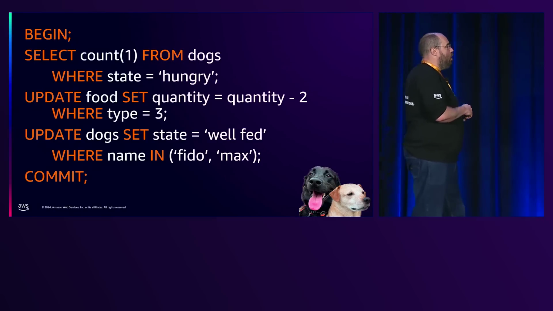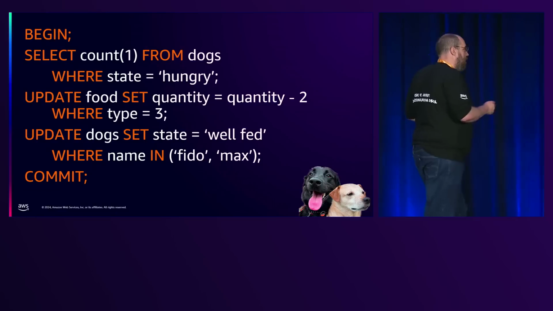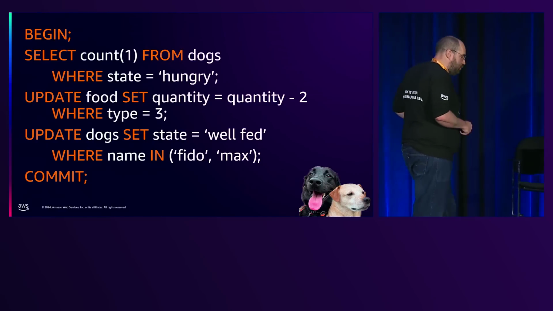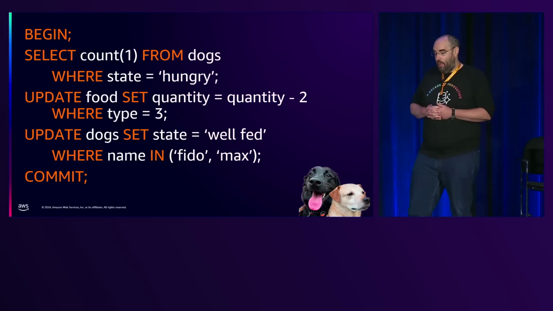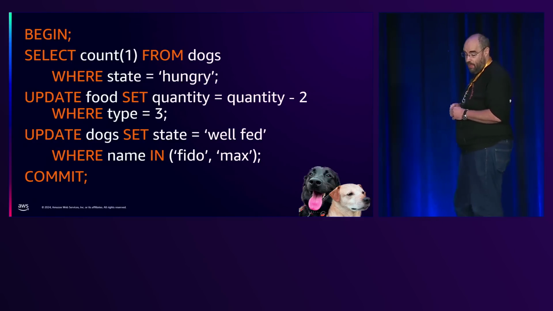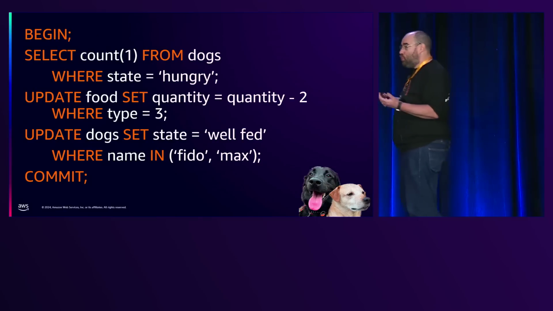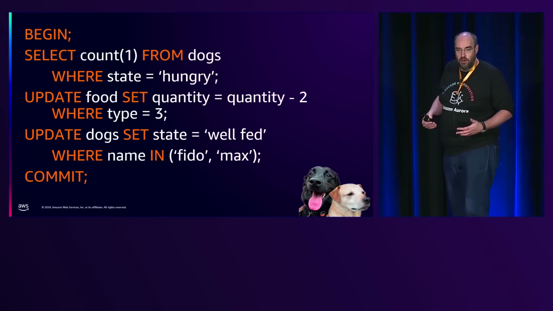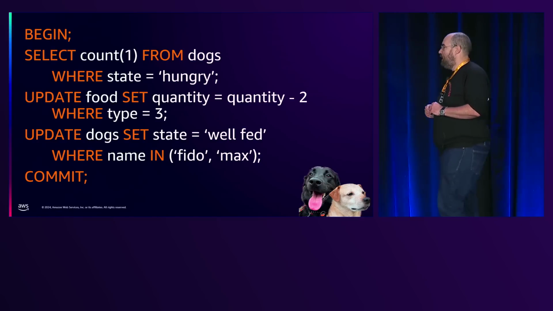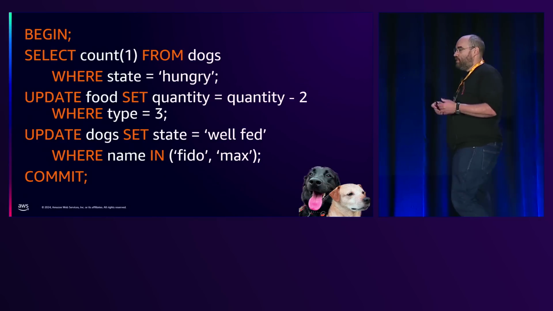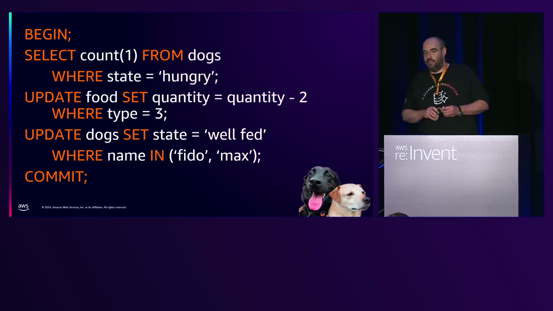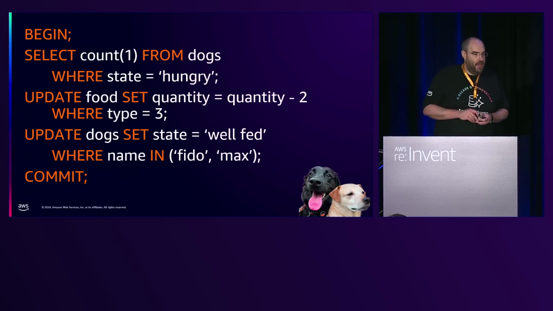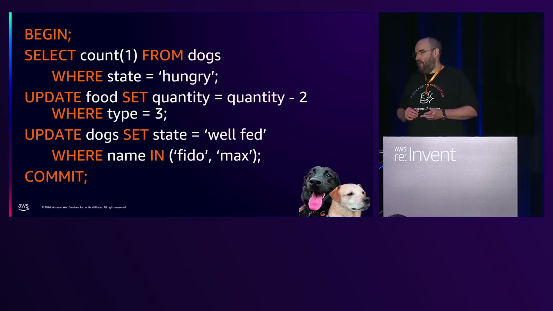Now let's look at an even more complicated query. Here, we're selecting all of the dogs with a particular state. We're selecting all of the hungry dogs from the database. We're counting how many there are. And then we're going to choose in our application code which ones we want to feed. We're going to reduce the amount of food that we have on stock, and we're going to set Fido and Max's state to well-fed, right? We decided to feed them.